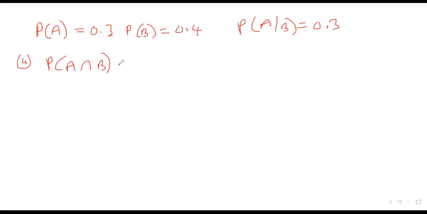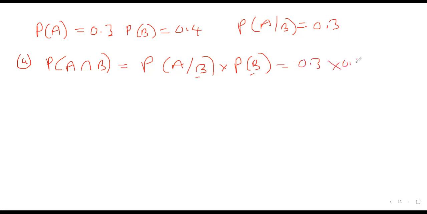So to find the probability of A intersection B, you usually get the condition that has been given, A given B, and multiply it by the denominator times B. If you're given B given A, you'd have multiplied B given A times A because these two must be the same. So this is 0.3 times 0.4, I get 0.12.